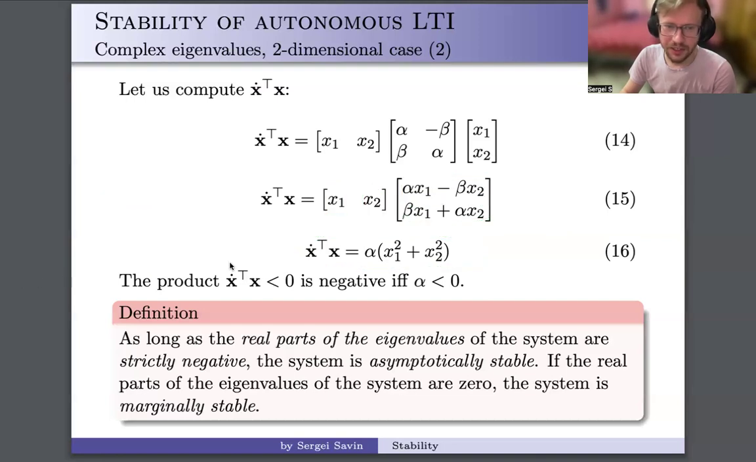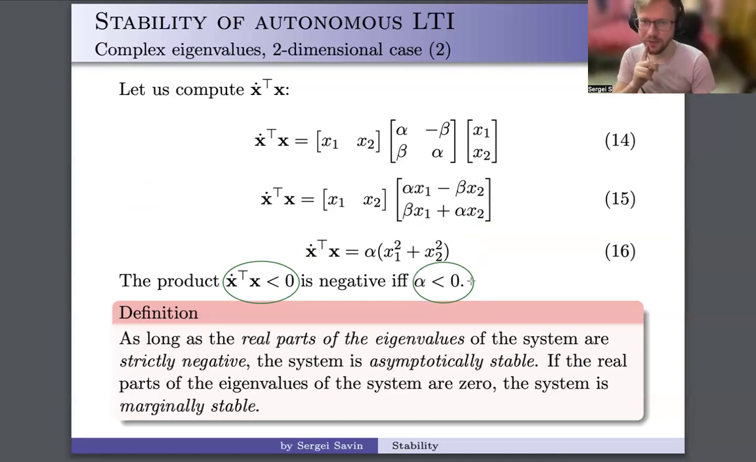Now, notice that this product is negative if alpha is negative, right? That's what we've proven. But alpha is the real part of the eigenvalue. So what we've proven is that as long as the real parts of the eigenvalues of the system are strictly negative, the system is asymptotically stable.